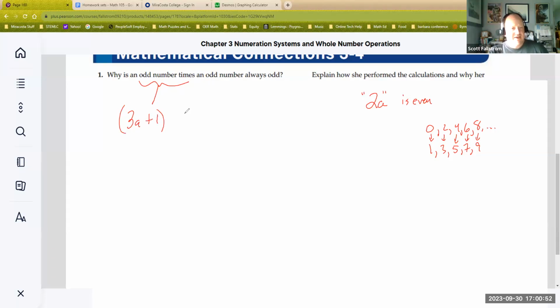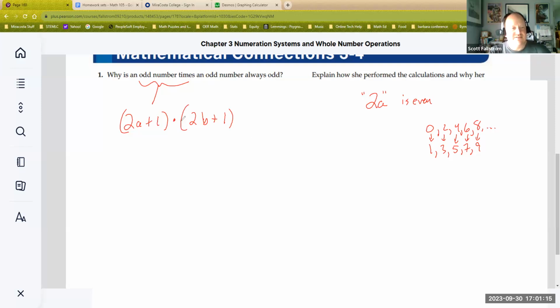Multiply that by another odd number, so again, maybe 3b plus 1. And the question, why did I write 3 down? An odd number would be 2a plus 1. I told you it's an even number plus 1. We're going to multiply that by another odd number, 2b plus 1. All right, there we go.